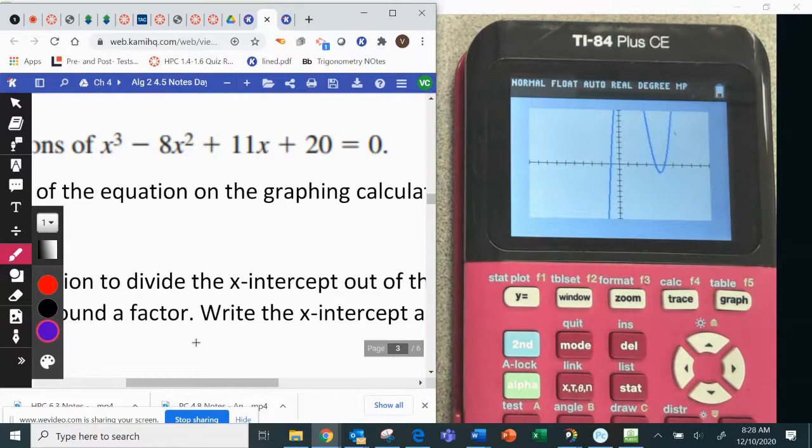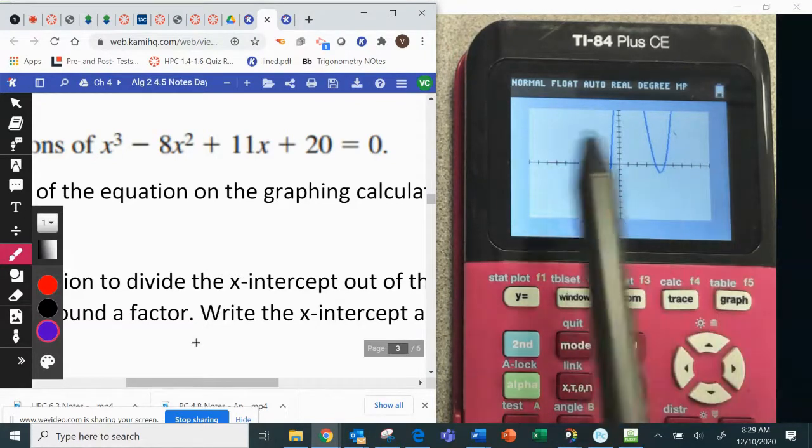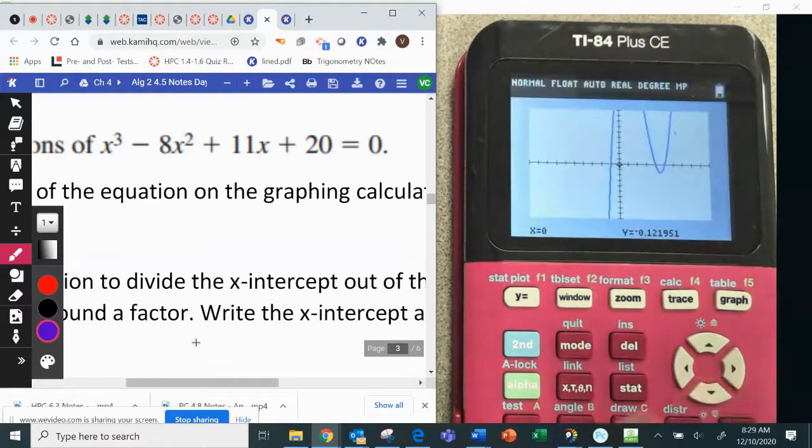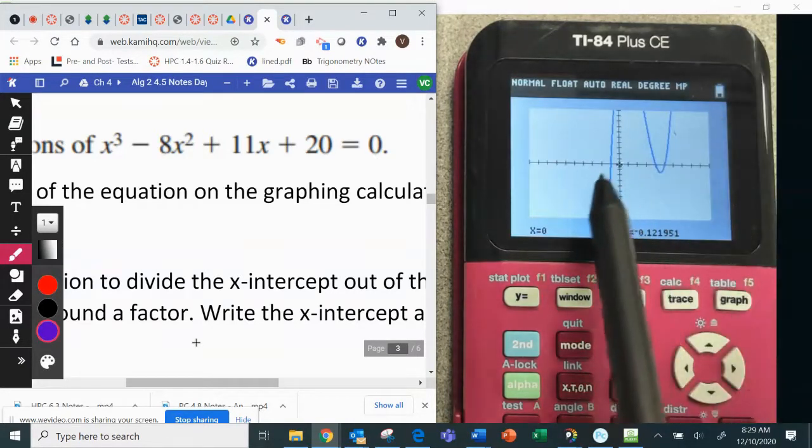And then what we're going to do is pick one x-intercept from this graph. I like to work left to right. So left to right, where do you think the first one is? We're thinking -1, 0. Let me prove it to you that it is.